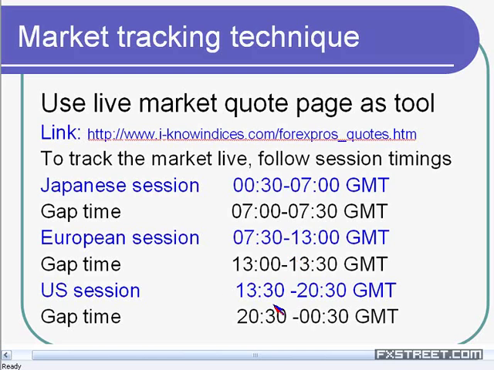Then US session is from 13:30 to 20:30 GMT. After that, you come across from 20:30 to next day 0030 GMT is a gap time of about 4 hours. And during that time, again, they make the false move and try to hit the stops of the traders. So if you identify the market timing and develop your trading strategies, depending upon the time frame followed by the big players, you'll be able to really understand when they are going to make big moves.